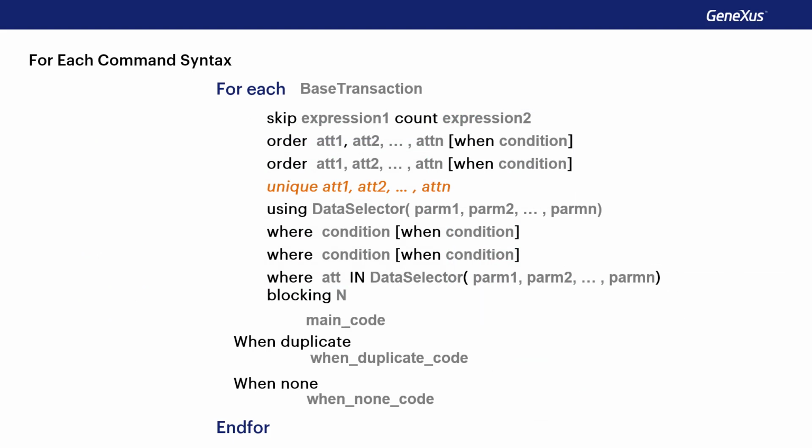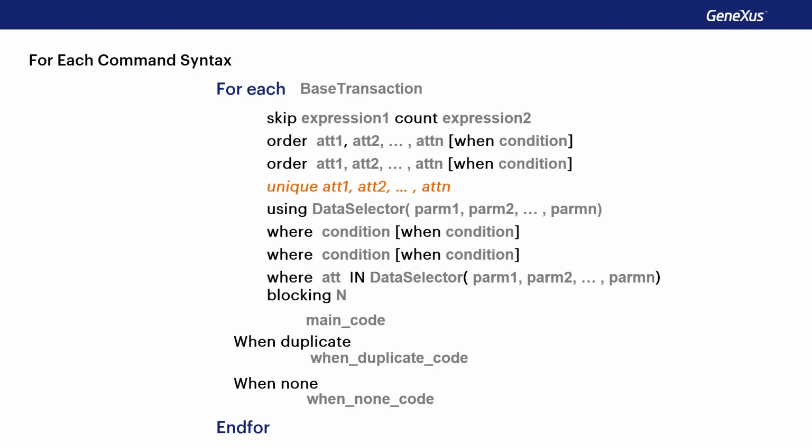Now let us look at the complete syntax of the for-each command, although we should mention that we've not studied all the clauses that we're looking at. It should be noted that the blocking clause, the updating of attributes in the main code, as well as the when duplicate clause are only valid when the for-each command is in the source of a procedure, because only in those objects it's possible to update the database directly.